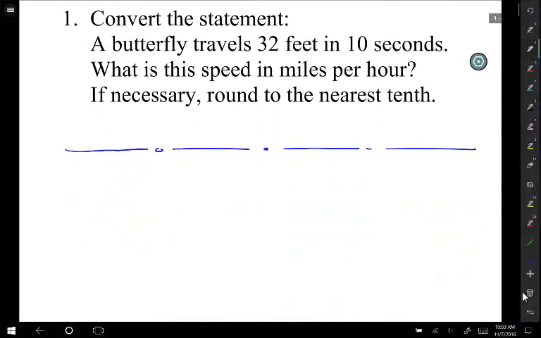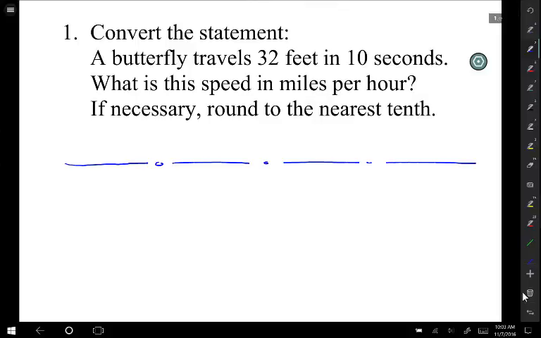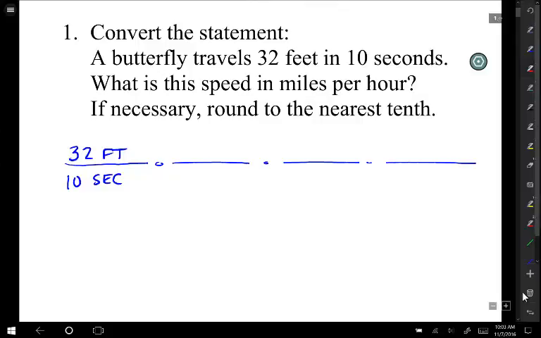Let's take a look at this review. Whenever you have feet per second, we're going to convert this into miles per hour. So put the 32 feet in the top left and 10 seconds in the bottom. Now this is just like what we just did on the review. You're going to multiply by 60 seconds in 1 minute. You're going to multiply that by 60 minutes in 1 hour.